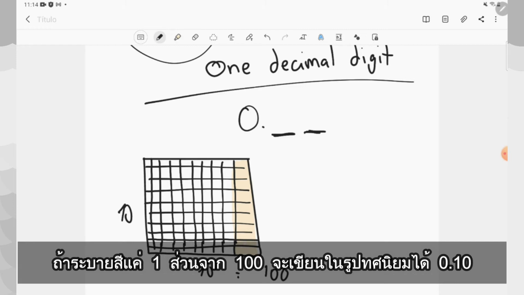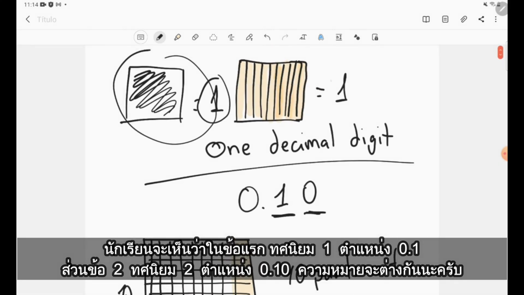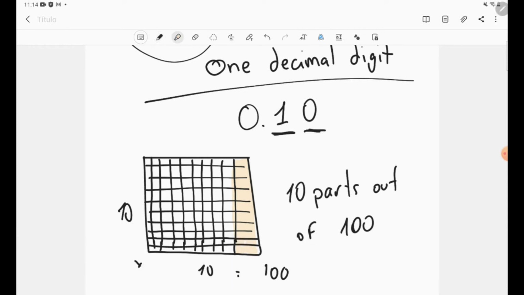In this case, for example, if we color the whole column, it would be 10 parts out of 100. How should we write that? 0.10. As you see, it's not 0.1 and 0.10, it's a different meaning.